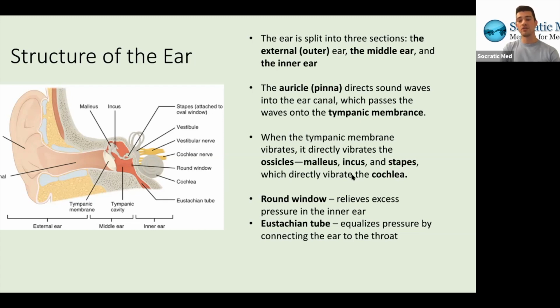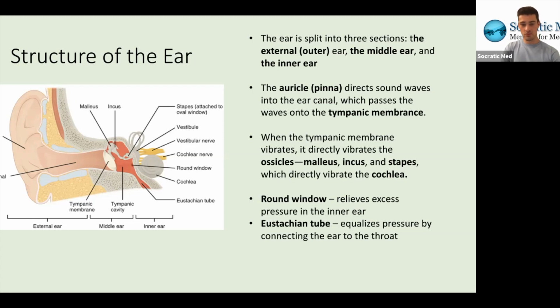So it's directly on the cochlea. It's not listed here, but there's a small part of the cochlea which is called the oval window, and that's actually where the stapes hits the cochlea, and it causes vibration in the fluids inside the cochlea.